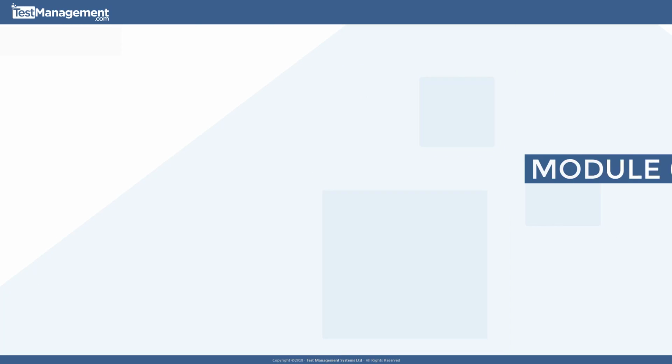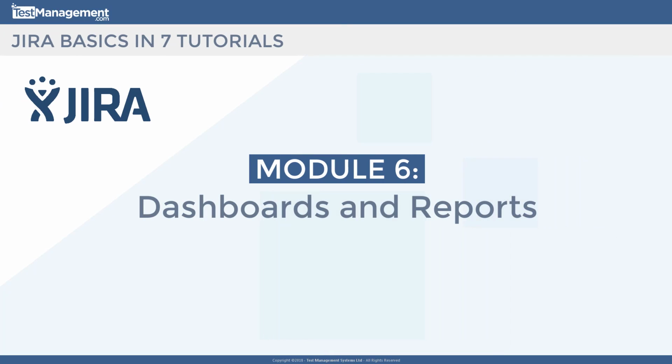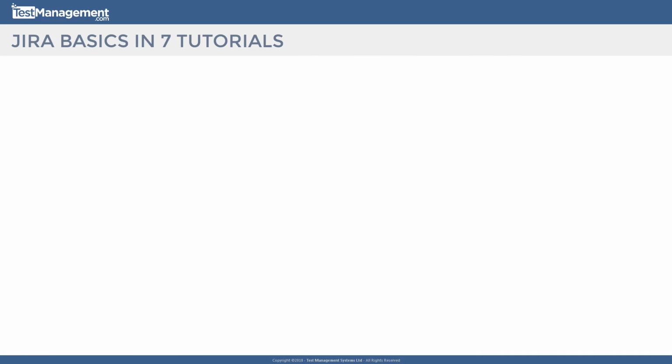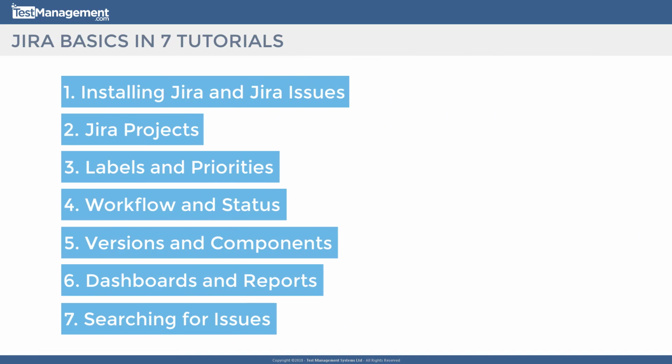Jira Basics, Module 6, Dashboards and Filters. In this module, Module 6 in our 7-module course, we're going to be covering custom dashboards and Jira filters. In the previous modules, we looked at installation, concepts of projects, and labels, workflows, versions and components. All we have left to cover now is dashboards, reports, and searching for issues. So in this module, we'll focus on custom dashboards and filters.